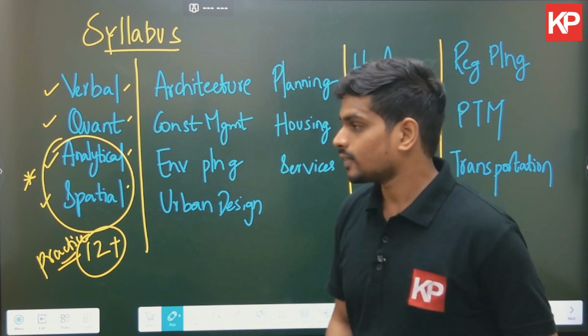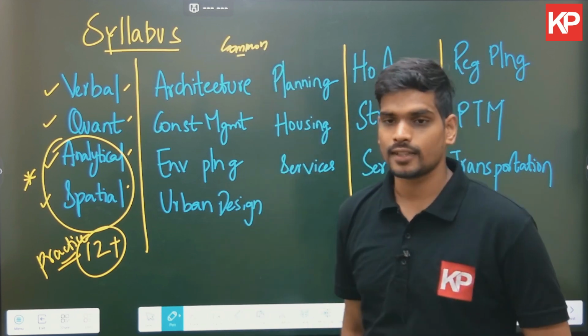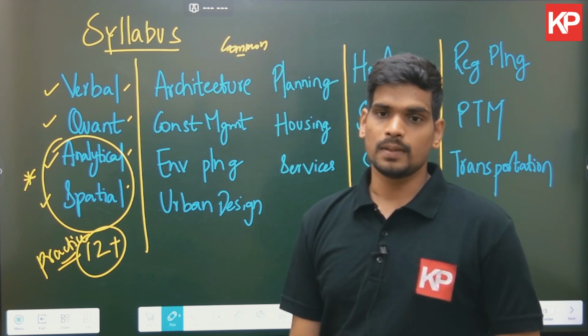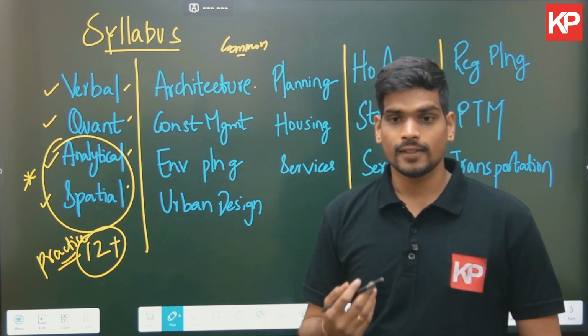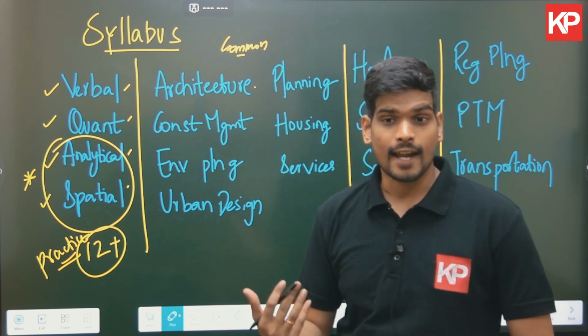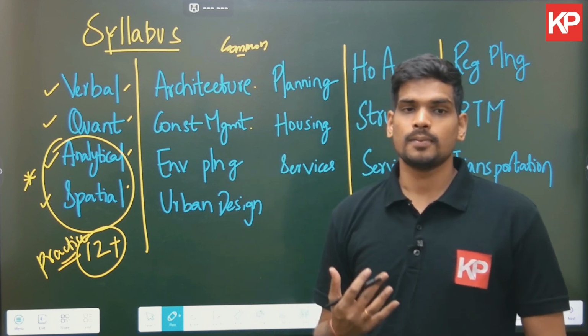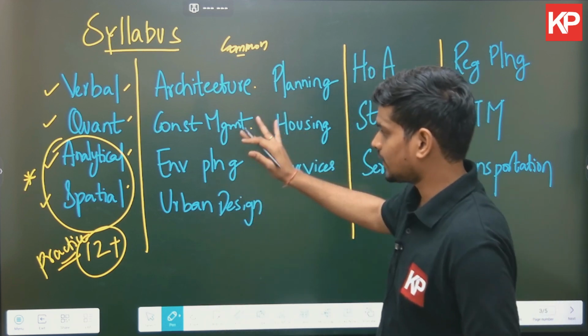Coming to the second part, that is the common part. As I told you, the common part is very crucial because it has the maximum weightage in the GATE paper. It has a weightage of 60 marks. If you look at the official syllabus, there are 7 sections mentioned in the common part. That is architecture design, which includes basics of architecture and standards related to architecture; then construction management and estimation, where you have critical path method, PERT, and estimation concepts. That is the second section.